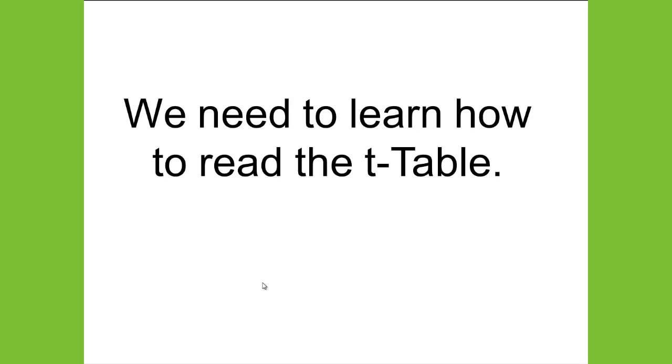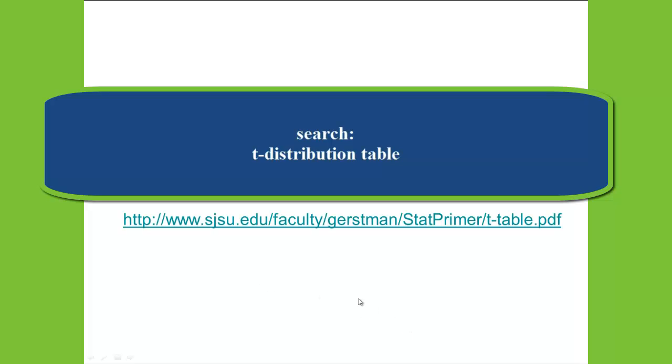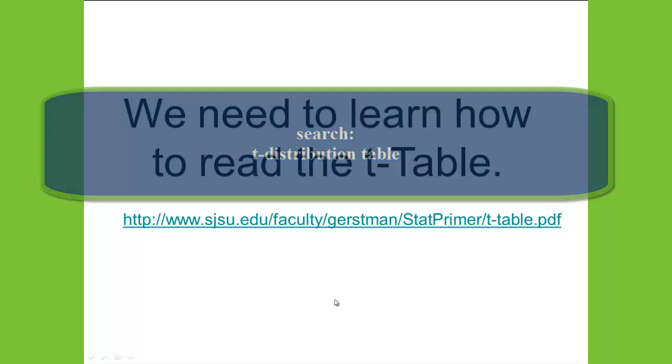If you do not have one, you may go to Google, or whatever you use for your search engine, and search for t-distribution table. When I did a Google search, a PDF version of the table was my first search result, at the site that you see on your screen. But any t-table will work.